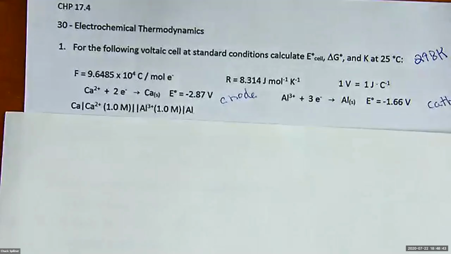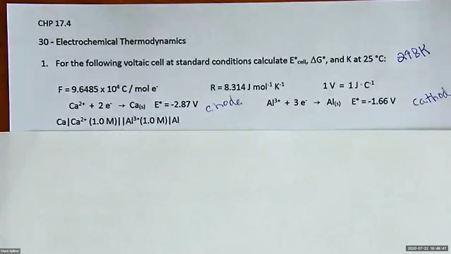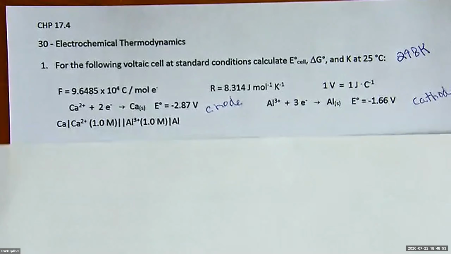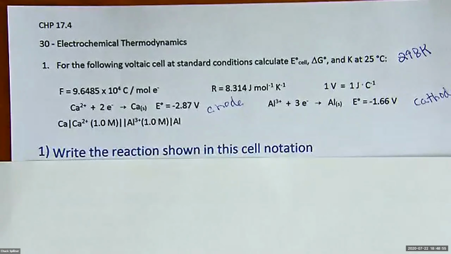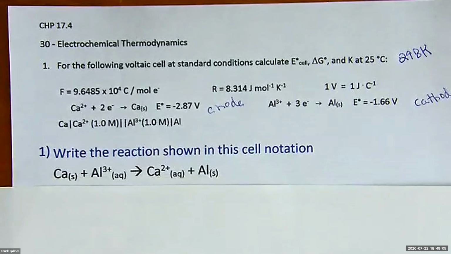So what we did last time was sketch a cell. You could sketch a cell from this description of the notation for this galvanic cell. Step 1 in solving these problems is to write the reaction. The reason you want to start with the reaction is that we can just write the reaction.